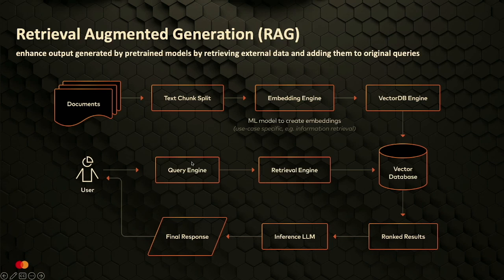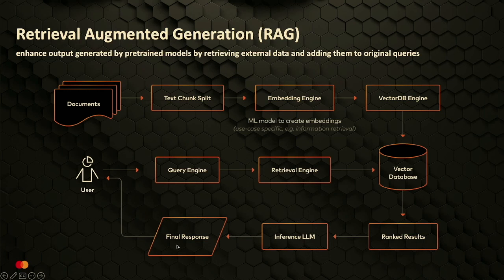Then when a user asks a question, this question is sent to this vector database to perform a similarity search, and it will produce ranked results from the database. And then this retrieved text with similar context will be attached to the original question, so that this LLM knows some more context, so it can produce a better response.